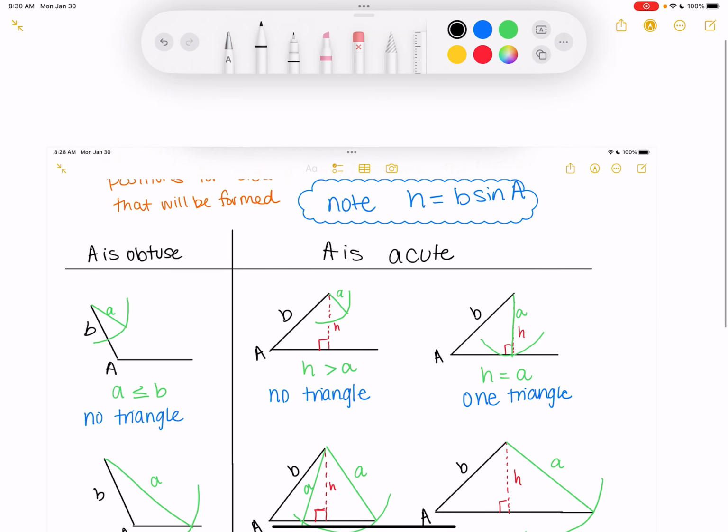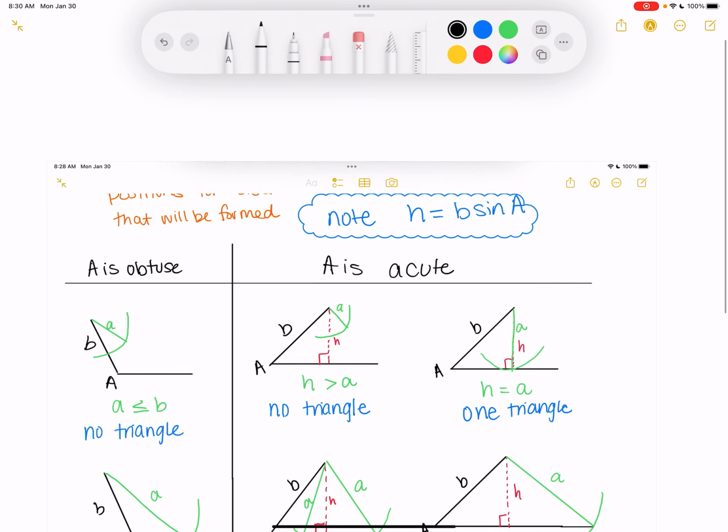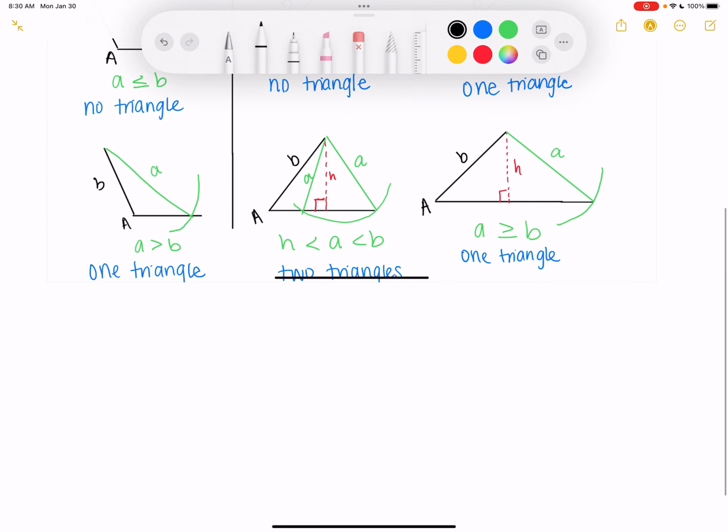Is it gonna let me write? What is happening? So I can write down here, I just can't write it there. Okay, well, whatever.